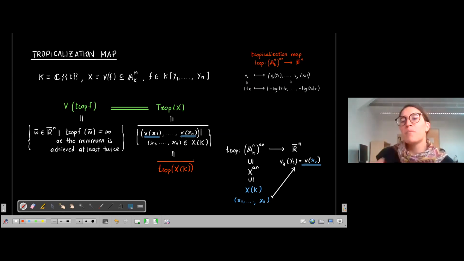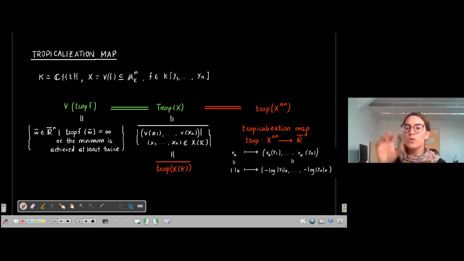And now, by using the properties of the tropicalization map, the fact that it is continuous and closed, and the fact that these K-points are dense, you can prove indeed that the whole image of the Berkovich space via the tropicalization map will give us trop of X. So by an argument of density, this image of the tropicalization map is really the tropical variety that we already studied associated to X, okay?